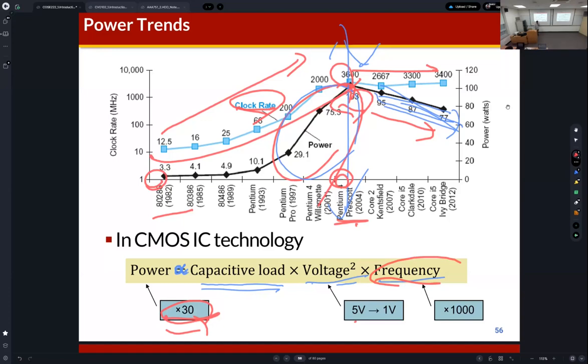So the power consumption of the CPU for the mobile phone is very critical. Also, the power consumption of the CPU is directly related to the running cost of our computer systems, like our cloud computer systems. That's why the power consumption is very critical.